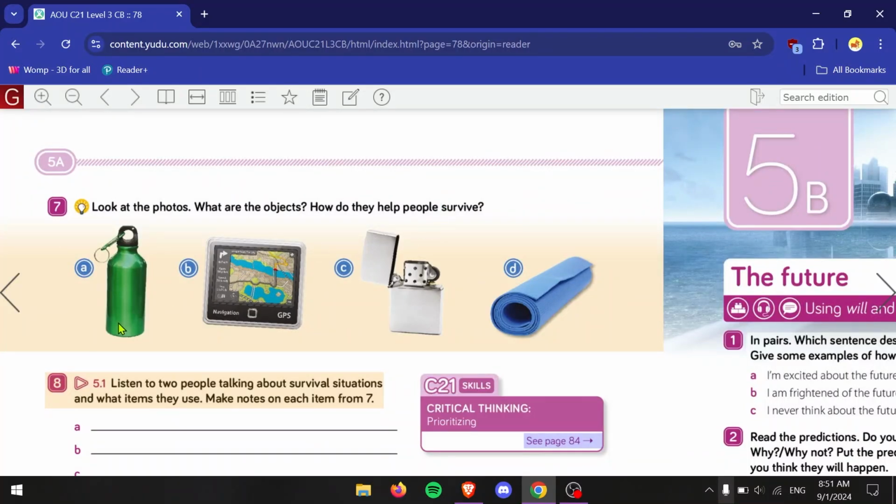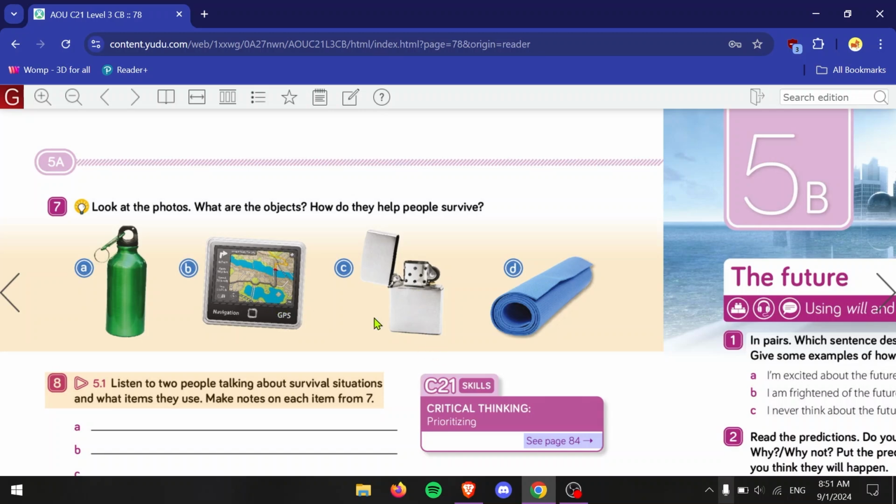How do they help people survive? Well, this one's pretty obvious. You keep a stainless steel water bottle. It allows you to carry water with you, thus helps you stay hydrated. And as we know, water is very important for survival. A GPS device, very underrated, a great way to know where you are, get around, find someplace safe. All of this is much easier if you have a GPS.